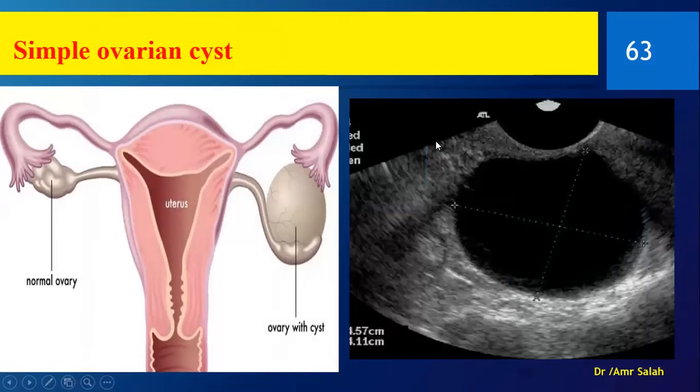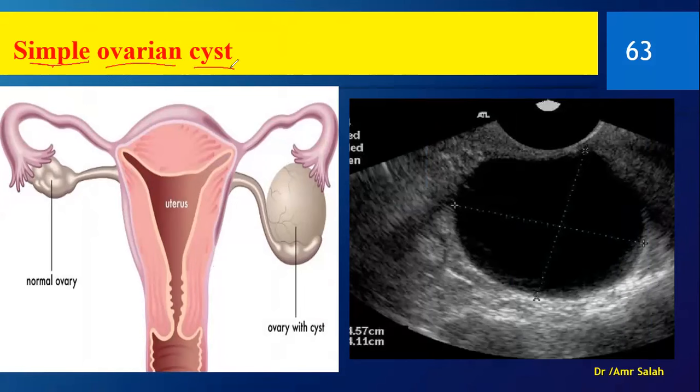Since we've mentioned the blood supply, now to the first pathological lesion we're going to discuss, the simple ovarian cyst. Now this is a very common diagnosis, but it's important to diagnose it precisely because some people misdiagnose the functional cyst as an ovarian cyst. So what is the simple ovarian cyst? Okay, let's decipher it.